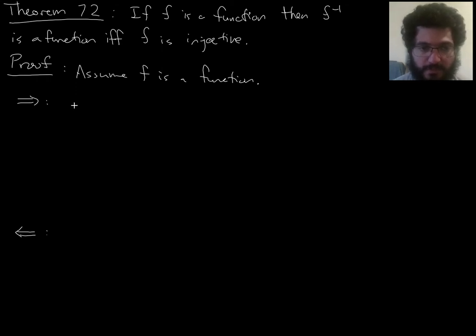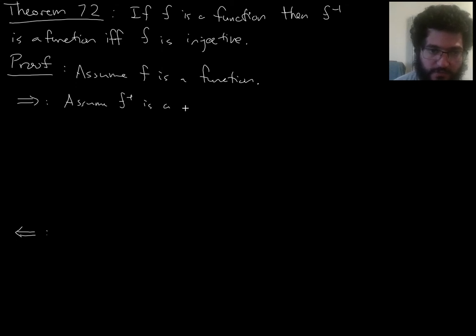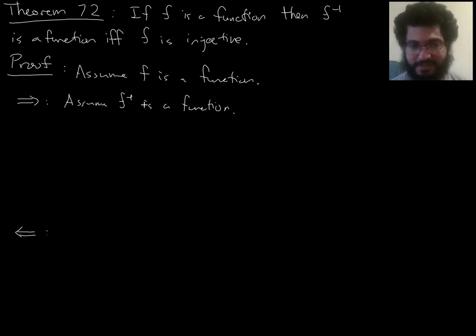So first part, assume f reverse is a function. And for this, I'm allowed to call it f inverse because it is a function. So it is the inverse of f. So assume f inverse exists. That's another way people put it sometimes. But it's just saying f reverse is a function. Then I need to prove f is injective.